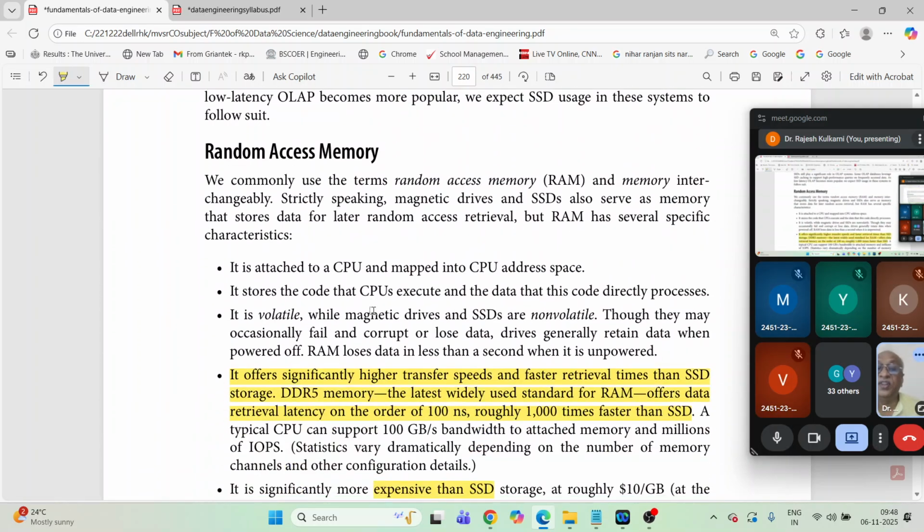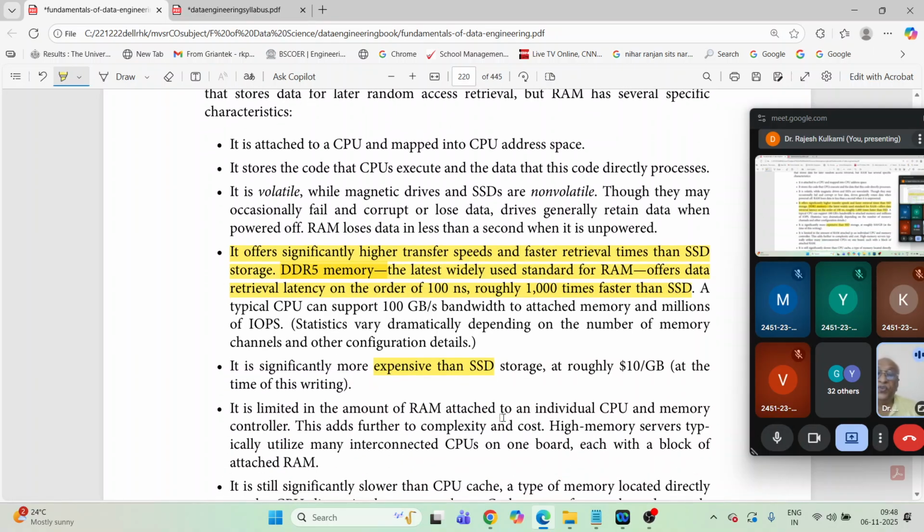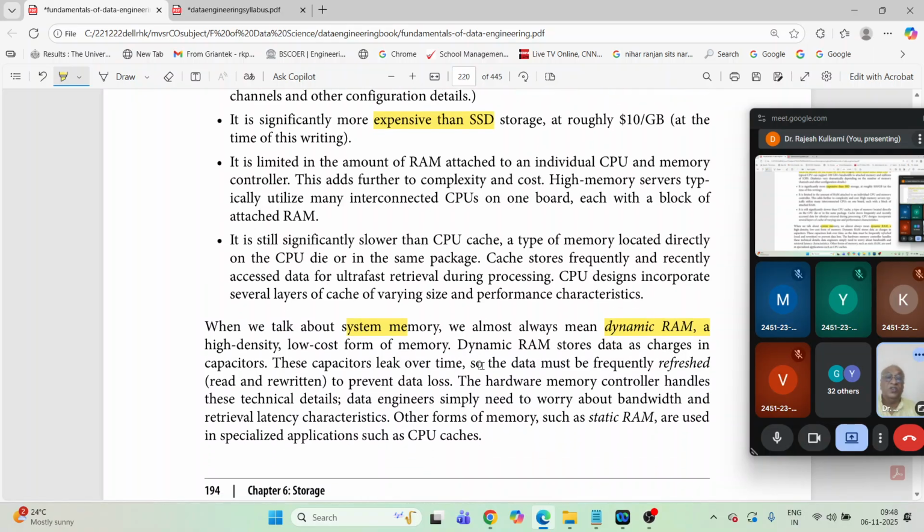and so on. Then there is random access memory. You know everything about RAMs, right? We know the most popular nowadays is DDR5. What is DDR5? We know DDR5 stands for double data rate 5. It is among the latest of RAMs. The retrieval latency is 100 nanoseconds, which is 1000 times faster than SSDs. They are more expensive than SSDs. When we say RAM, when we say DDR5, we are speaking about system memory, is it not?